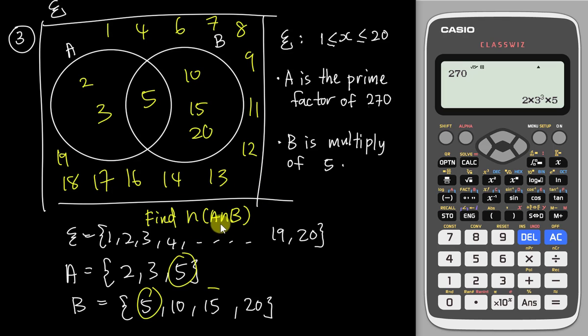However, for the number of A intersect B, you cannot write 5 here because this is an element, 5. It doesn't mean we have 5 elements here. So basically we only have one number, which is 5, in the intersection of A intersect B.